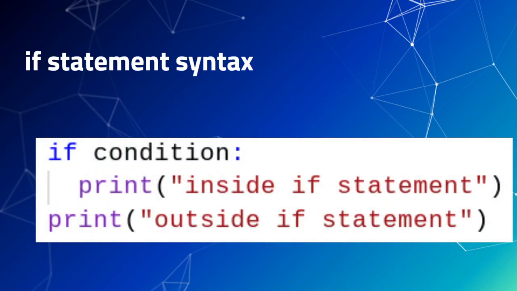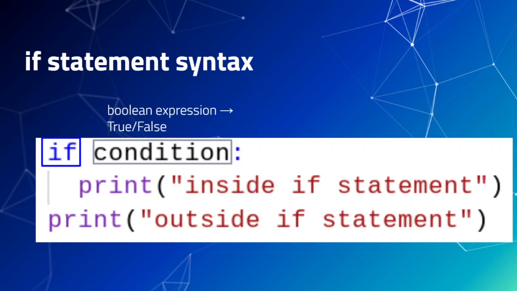Let's break this apart step by step. First, we have the if keyword, which starts an if statement. After the if keyword, we have a condition. Here, the word condition is just a placeholder for a Boolean expression. We don't actually have to write condition. It's supposed to be a Boolean expression that will evaluate to either true or false. At the end of the line, we have a colon. This is used to indicate that we are at the start of the code inside the if statement. So once we have our colon, the next line will actually start whatever is inside the if statement.